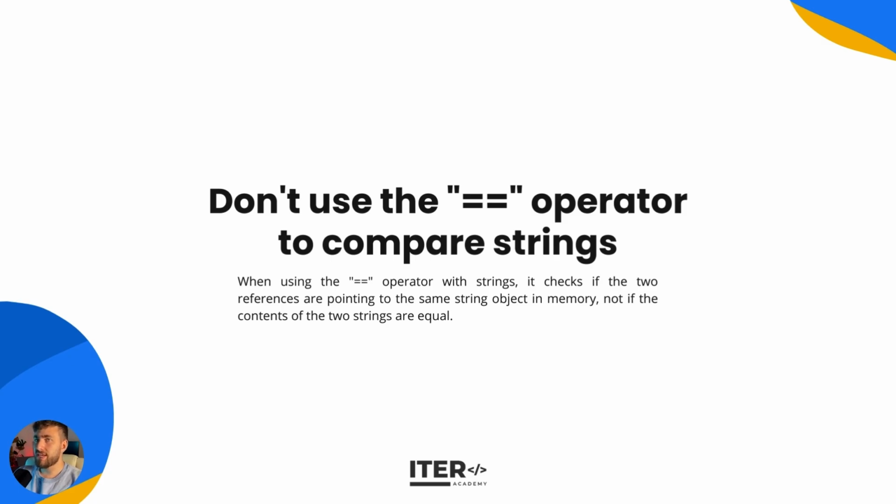First and foremost, it's important to note that when comparing strings in Java, you cannot use the equals operator as you would with other data types. This is because when using the equals operator with strings, it checks if the two references are pointing to the same string object in memory, not if the contents of the two strings are equal. So, how do we compare the contents of two strings in Java? That's where the two methods we are going to discuss today come into play: the equals and equalsIgnoreCase methods.